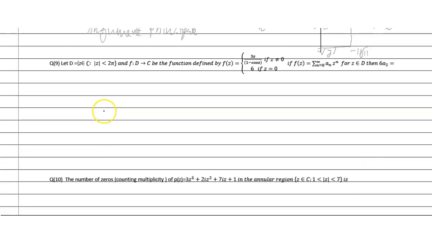Let D equal the set of z belonging to C with 0 less than mod z less than 2 pi, and f such that D tends to C, and f(z) equals 3z divided by 1 minus cos z if z does not equal 0, and if z equals 0, f(z) equals the Laurent series with coefficient a2 for z to the power n. Then find the value of 6a2. So how can I get this value?